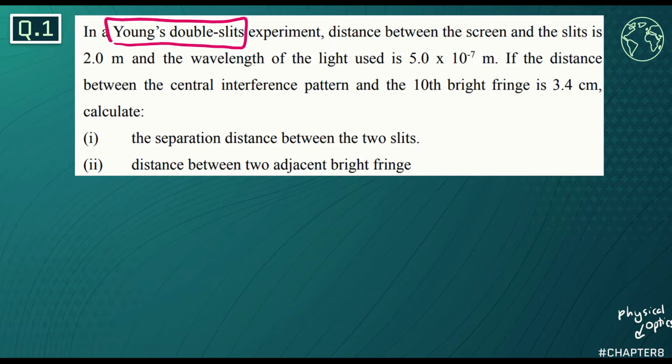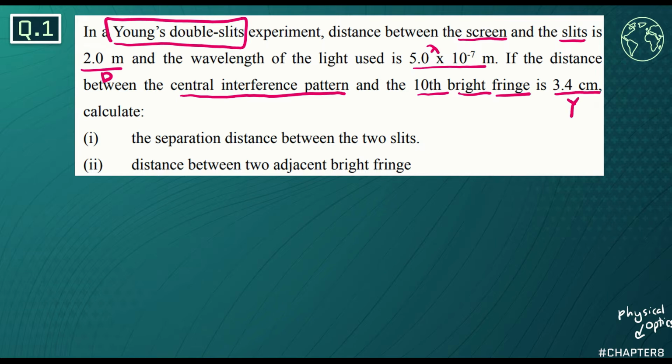Okay, this is our first case of interference. In Young's double slit experiment, the distance between the screen and the slits is 2 meters. This is basically symbolized as D, big D, and the wavelength of the light used is this value. So this is our wavelength. If the distance between the central interference pattern and the 10th bright fringe, we have a few keywords here, is 3.4 cm. This is our Y.